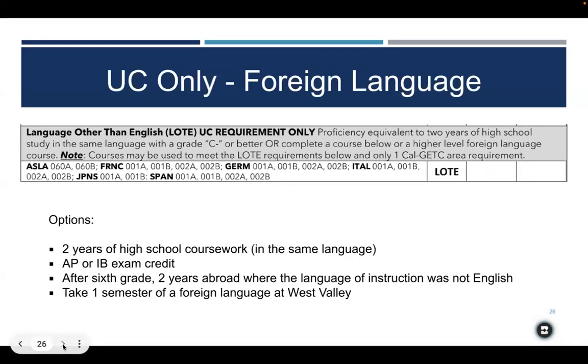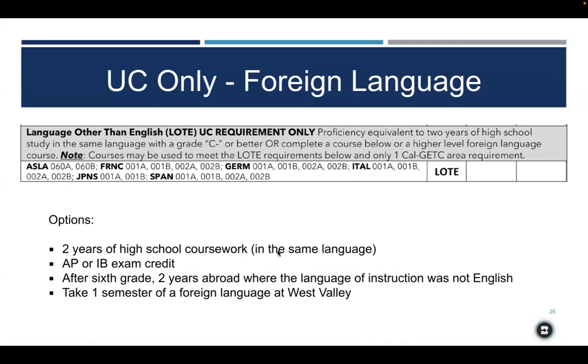And then Area 7 is the language other than English. So this is an area that gets a little confusing for people, so I'm going to spend a little bit of time here. There are multiple ways that you could satisfy this area. Number 1, you simply take a class from here. Anything here. Number 2, you could use 2 years of high school coursework.